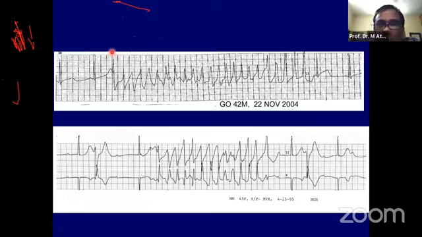Sir, we have experience of some patients with very frequent torsades, clinically in the ward or the CCU. Sir, what should be the appropriate medical management at that time? So, very frequent torsades.